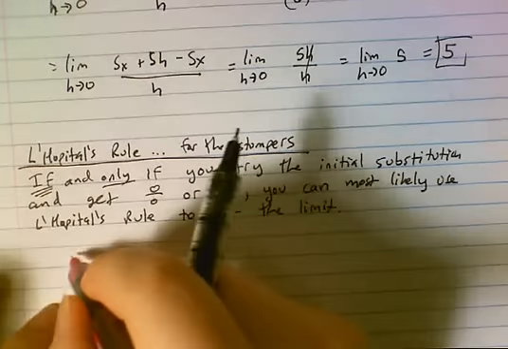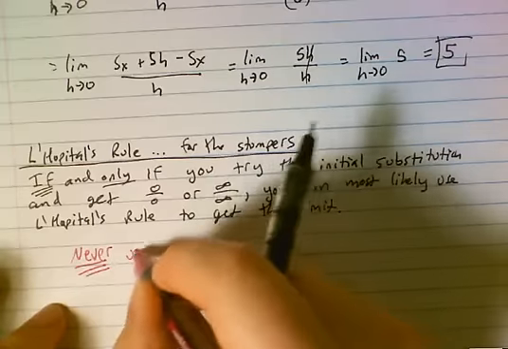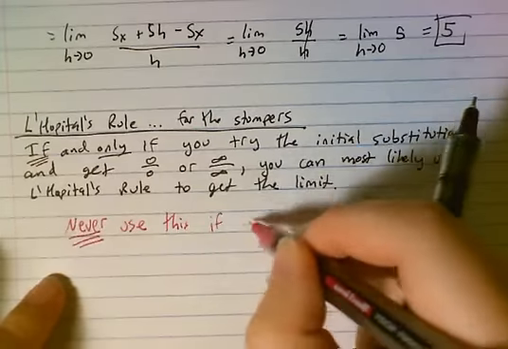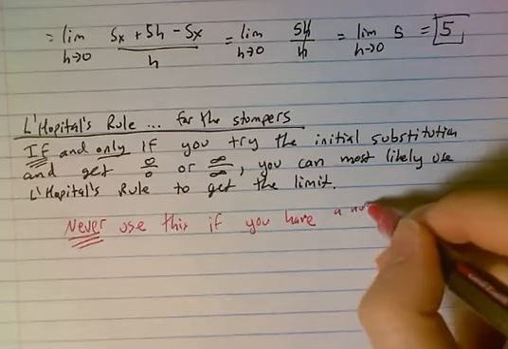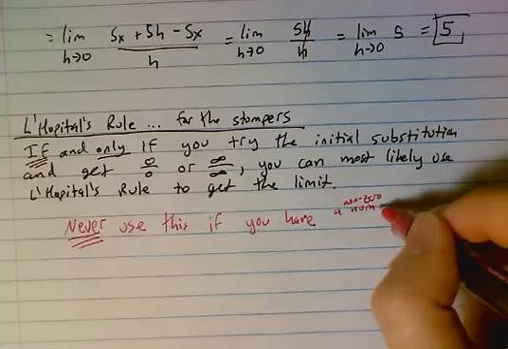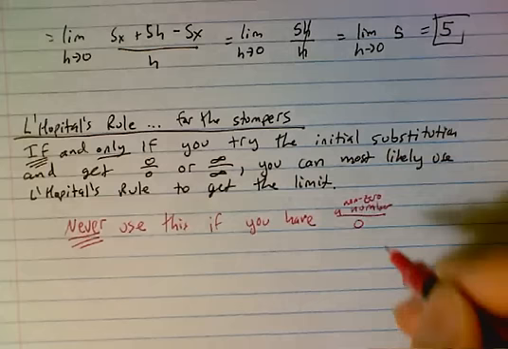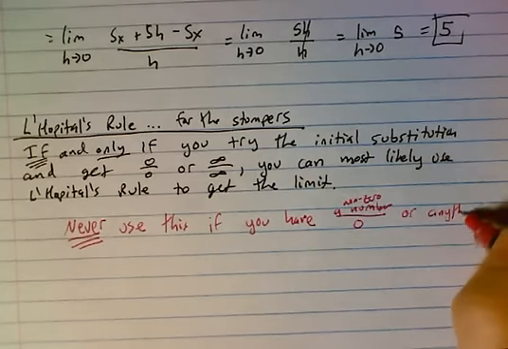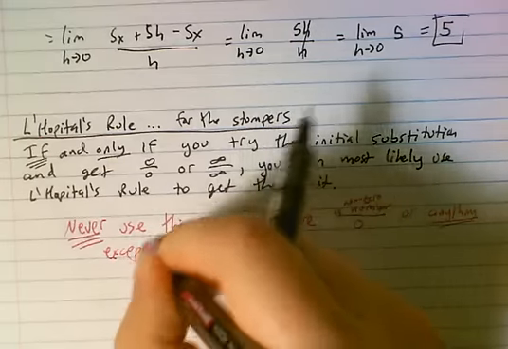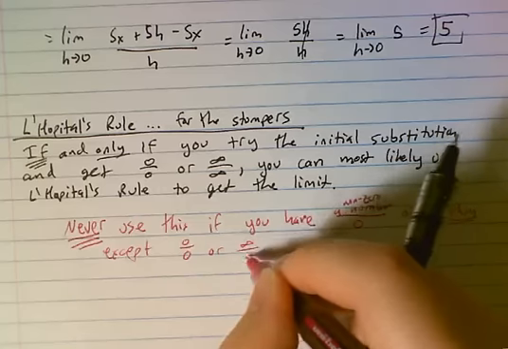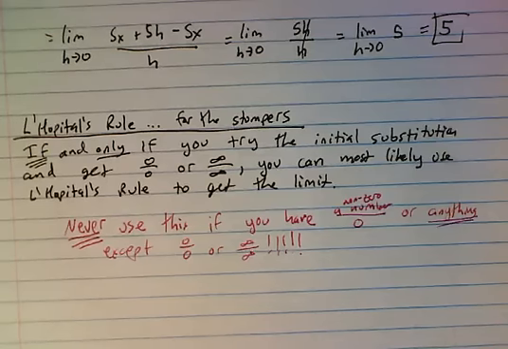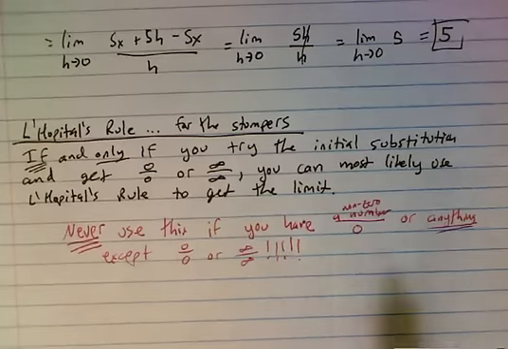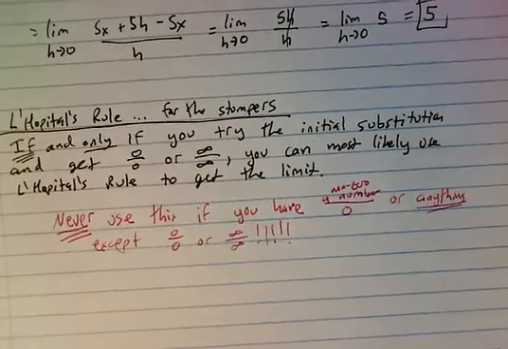There's one very important thing. Never use this if you have a non-zero number over zero, or anything except 0 over 0 or infinity over infinity. And L'Hopital's rule is very simple and very powerful. And there's the temptation to use it all the time. Do not succumb. You can only use it in these circumstances. Basically, only use it if everything else has failed. So, this is a rule.